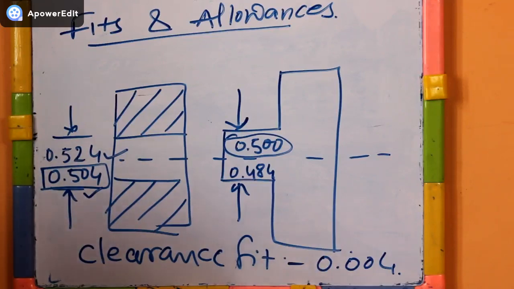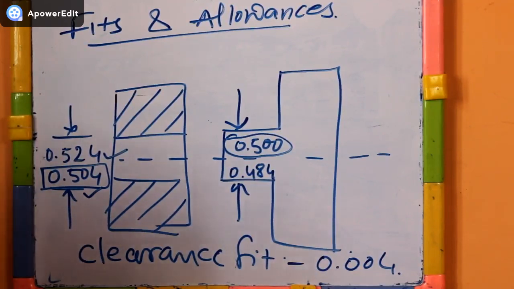The transition fits are those mating situations wherein the size limits of the mating features overlap, so that the external feature of size may be either smaller or larger than its mating internal feature of size. That is why we can say that the allowance is the intentional difference between the maximum material condition of the mating surfaces.